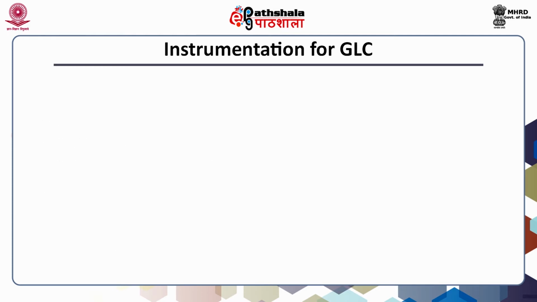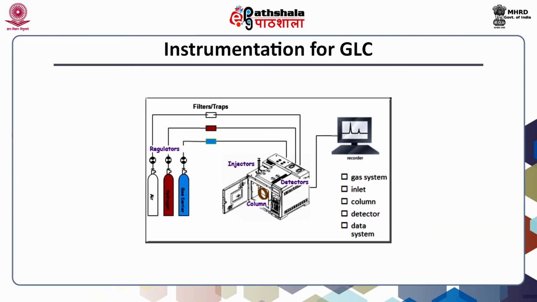Now we will discuss the instrumentation in GLC. So far we have seen the basic principle and the different terminology used in GLC. Next is the important component, the instrument of GLC as such. As the name indicates, gas liquid chromatography is a kind of chromatography where we need gas and we must have something liquid, and by making use of this gas and liquid, we separate the components of food or any other chemical compound.